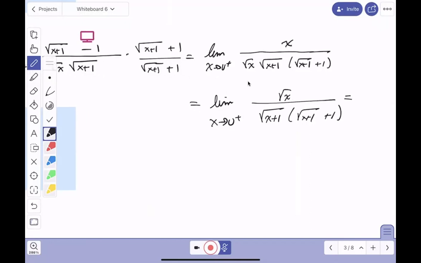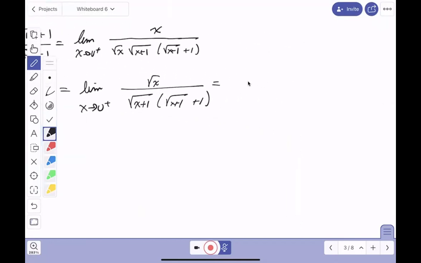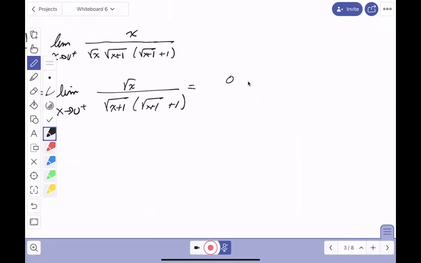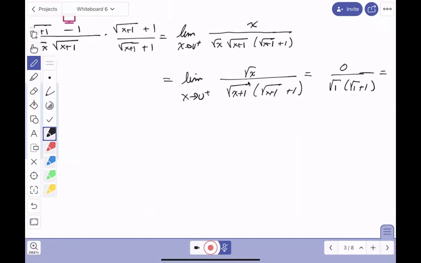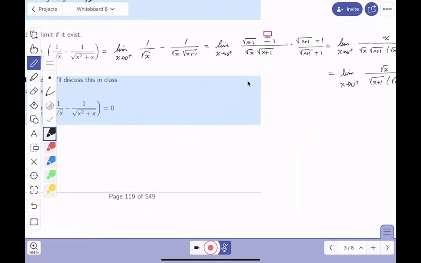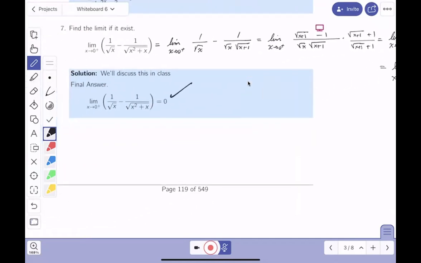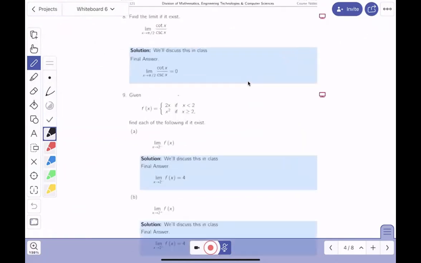I can do the limit now. The limit of the top is 0. Whoops, sorry about that. The limit of the top is 0. And what's the limit of the bottom? Well, it's root 1 times root 1 plus 1, which is going to be 0 over 2, which we know to be 0. All right, let's go back. I know it's a lot of work, and we see it, and that's not bad. Let's go to the next one, number 8.